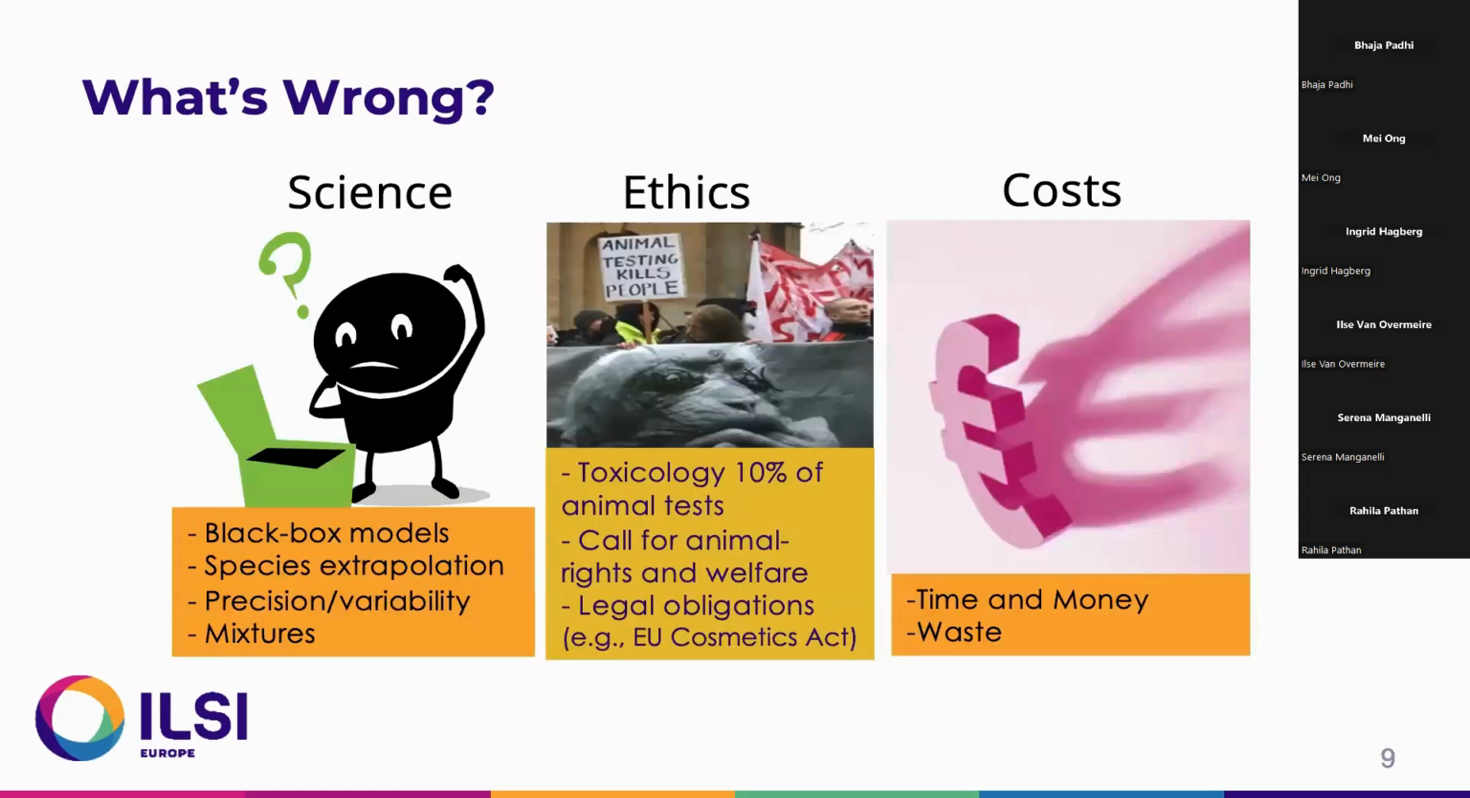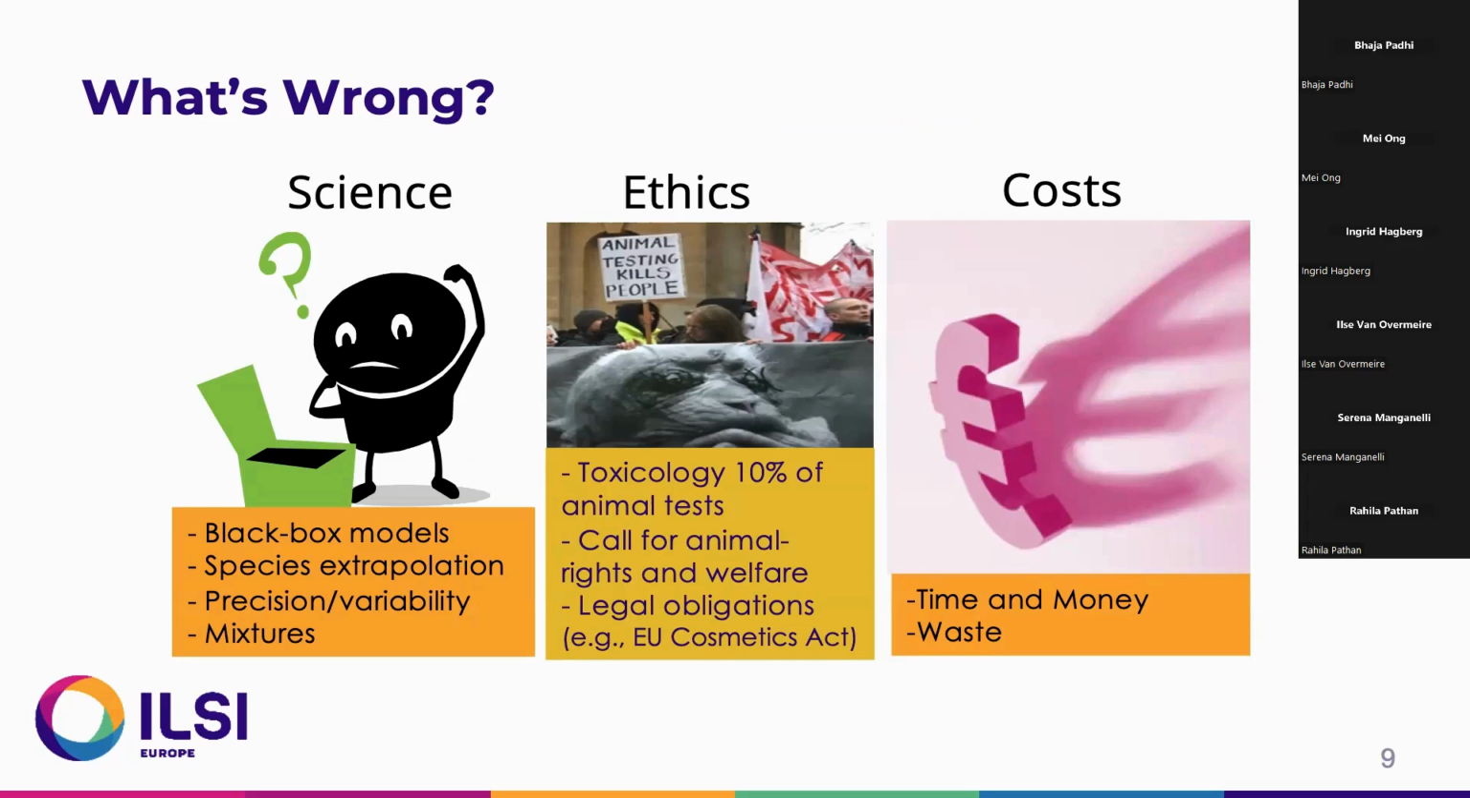But what's wrong with the way that we do toxicological risk assessment when we base it so heavily on these animal tests is that these animal tests are black box models. There's a lot of uncertainty when it comes to species extrapolation. There's a lot of variability, and we usually don't take mixtures into account. And that brings along with it a lot of the ethics that are associated with animal testing. And if you look at the Cosmetics Act, we're actually not allowed to use animal testing anymore.